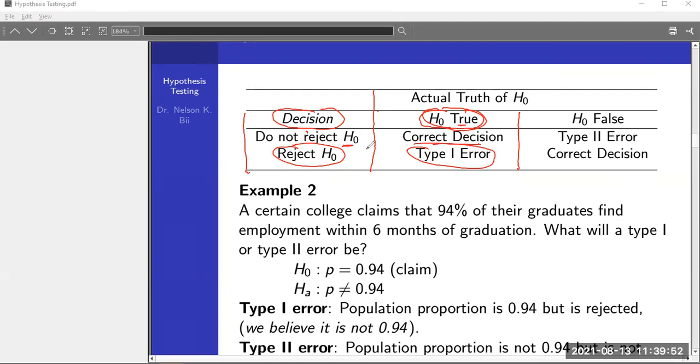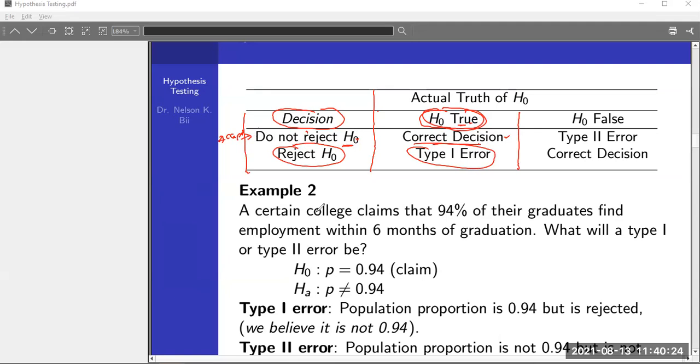Yes. So you do not reject the null hypothesis when it is true. Then there is no error made because that is the correct decision. In other words, you are saying you accept the null hypothesis when it is true. Then that is the correct decision. Are you getting me, class?